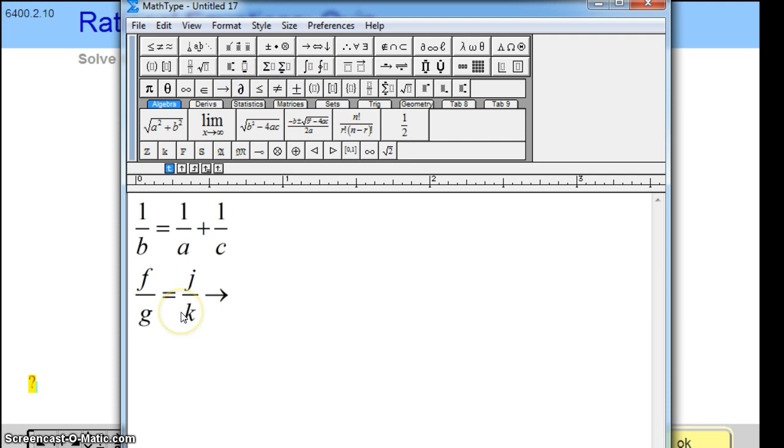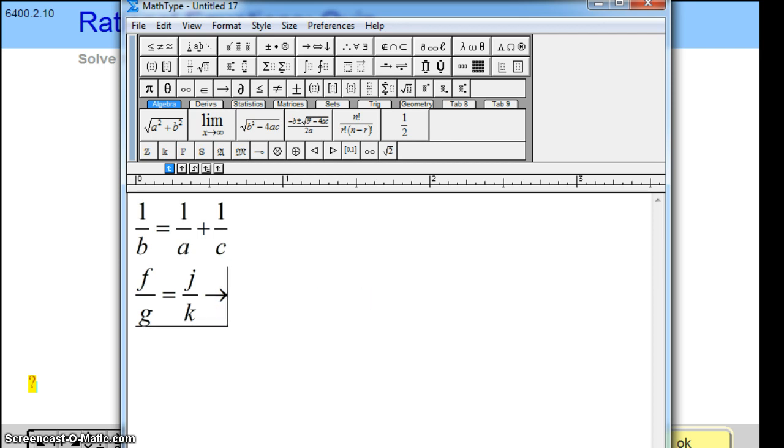You can multiply k and f, and j and g, and the resulting equality is f k equals j g. This is a very useful trick, and I'll show you why we can do this. You can always cross multiply, and that's not too tricky an idea.